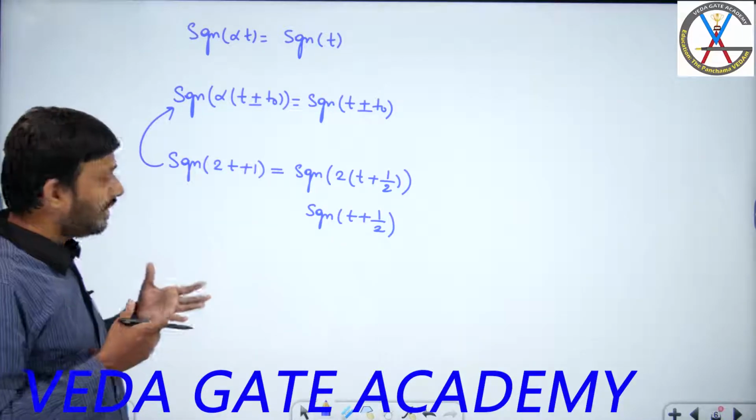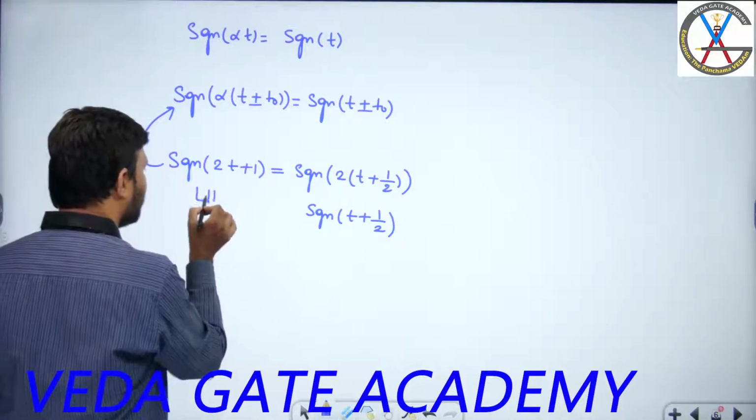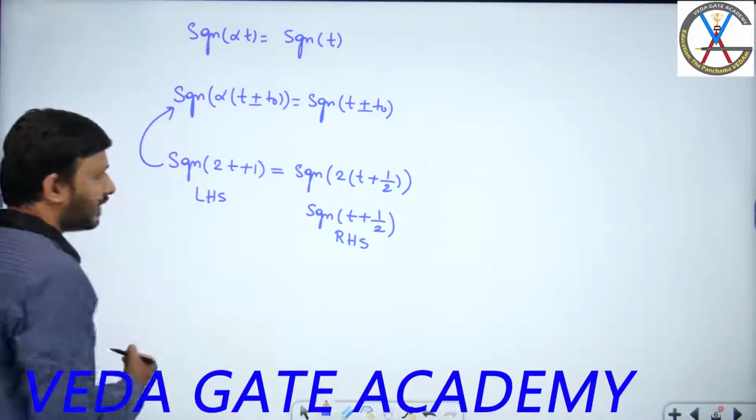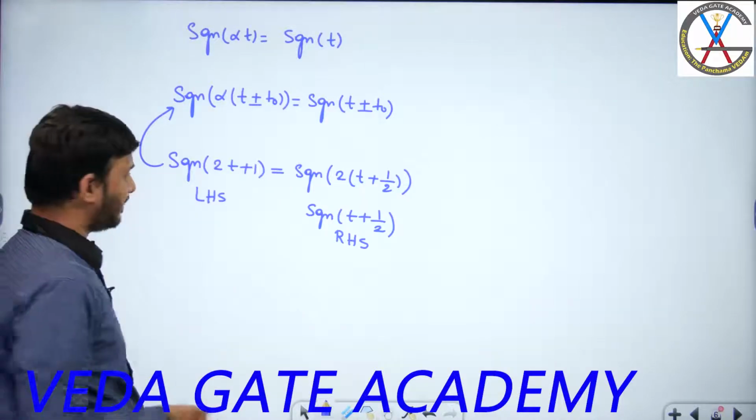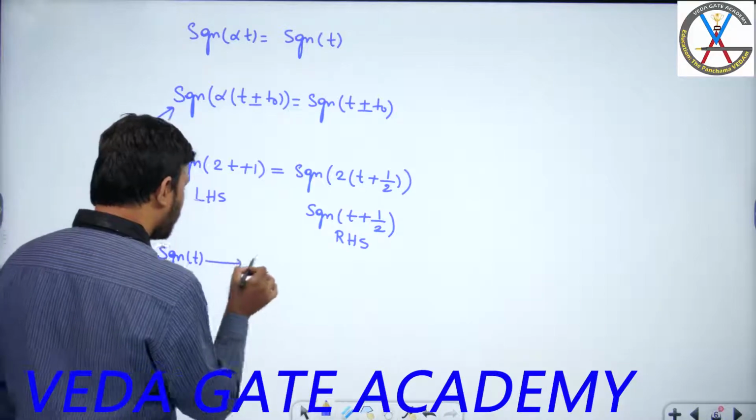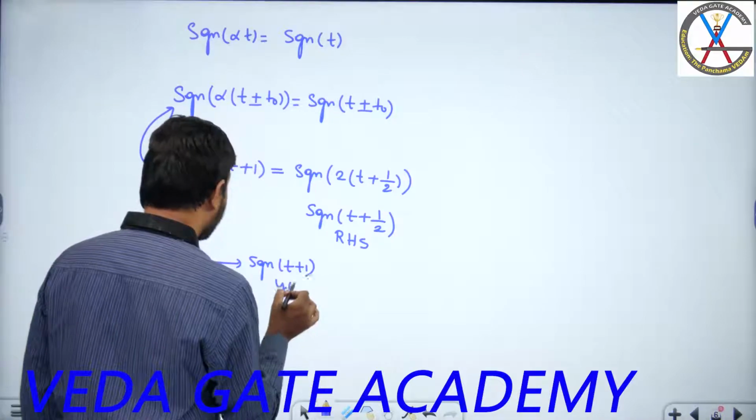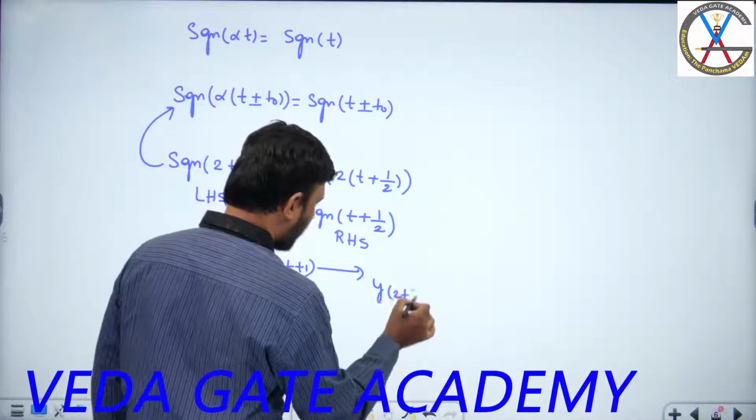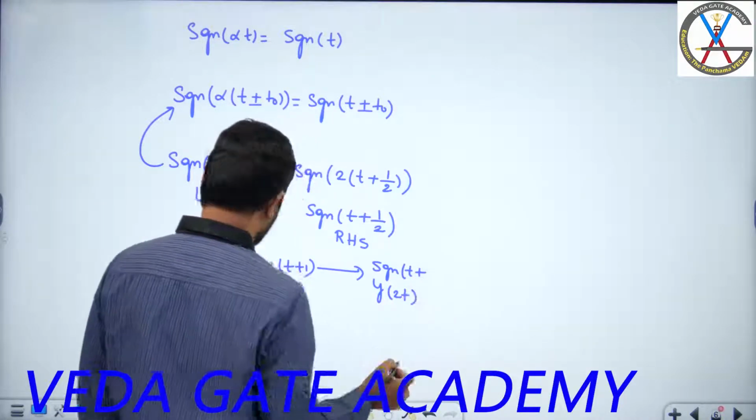Can you prove this one? Or try to draw. Look here, this is LHS, this is RHS. Now we'll try to draw both and we'll see whether this is correct or not. So how to draw signum of 2t plus 1? You can use first shift then scale. So signum of t is there with you. Go to signum of t plus 1, first shift. Call this as y of t. Scale this y of t by 2 units. So that you will get signum of 2t plus 1.